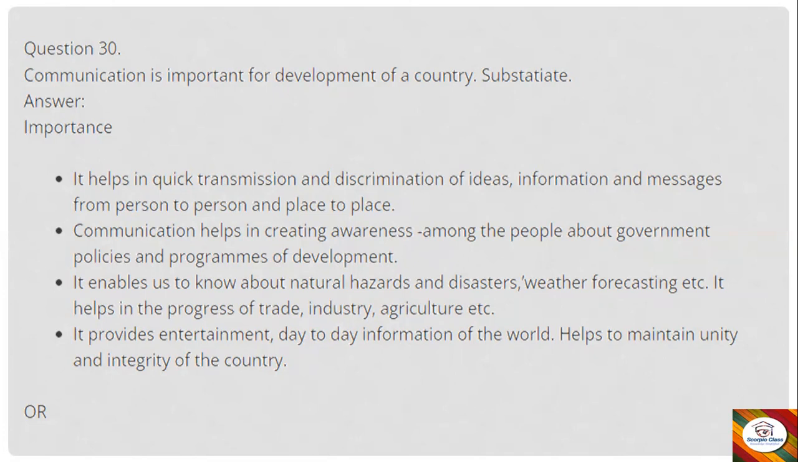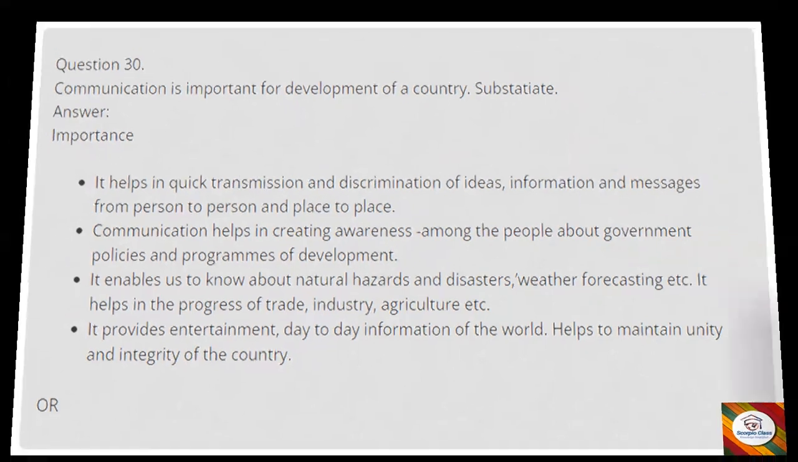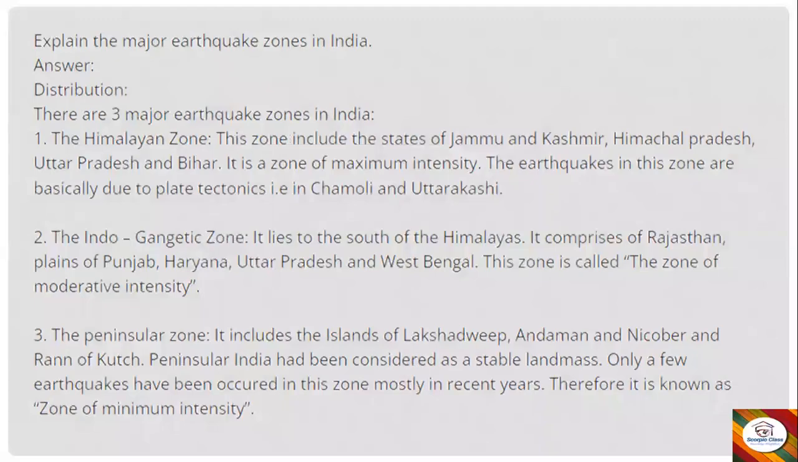Now one more question under this internal choice: explain the major earthquake zones in India. It is divided into three zones. There are three major earthquake zones in India: the Himalayan zone, the Indo-Gangetic zone, and the Peninsular zone. Under the Himalayan zone, this zone includes the states of Jammu and Kashmir, Himachal Pradesh, Uttar Pradesh and Bihar. It is a zone of maximum intensity. The earthquakes in this zone are basically due to plate tectonics, as in Chamoli and Uttarkashi.